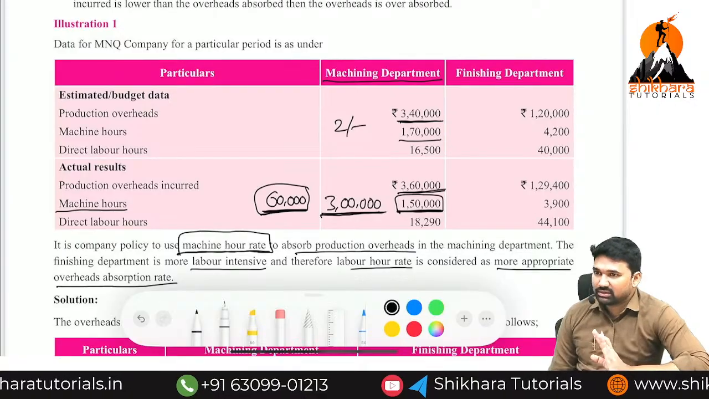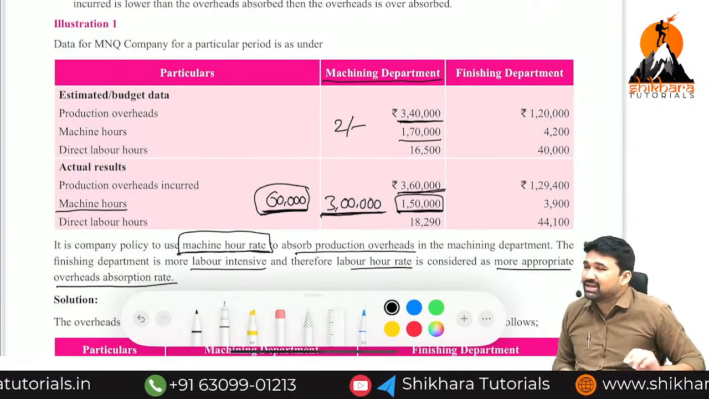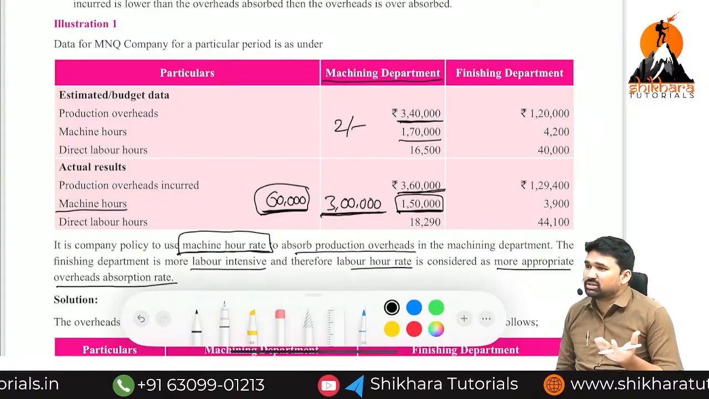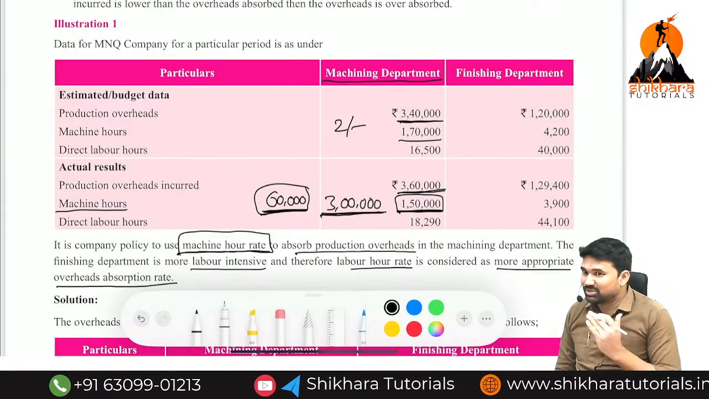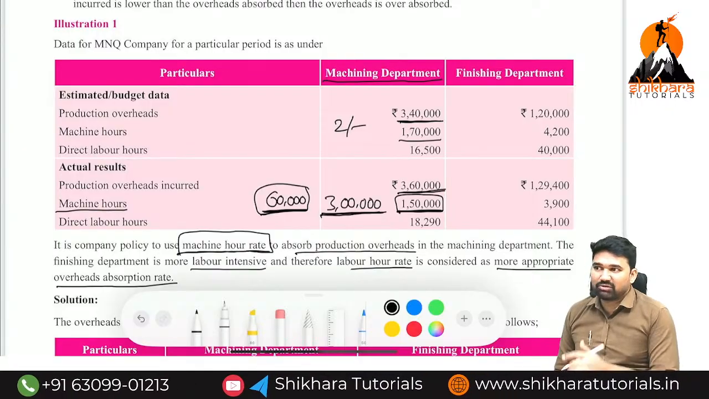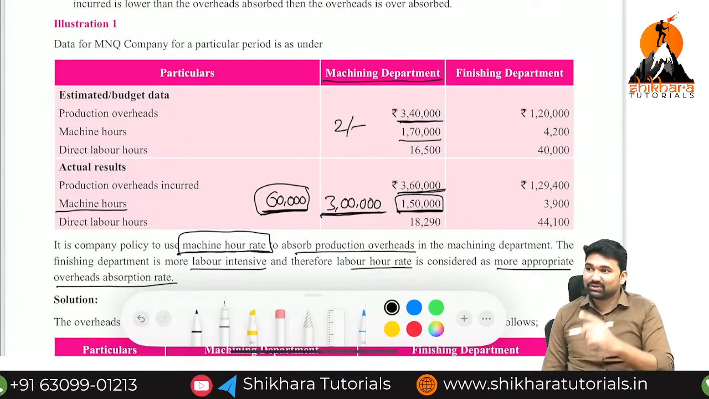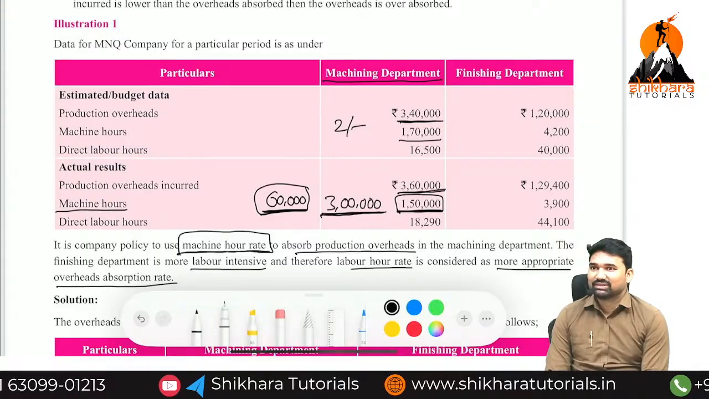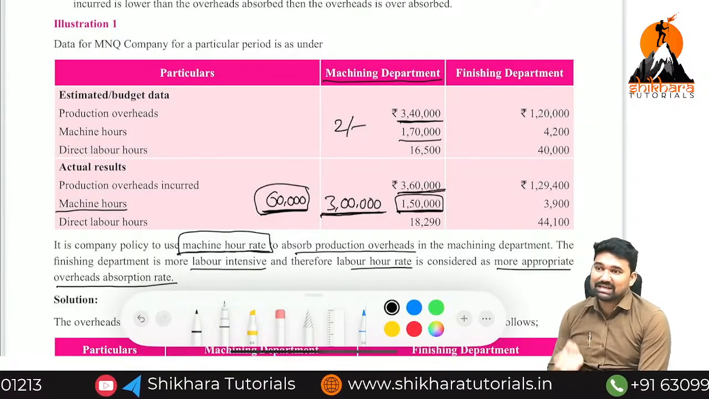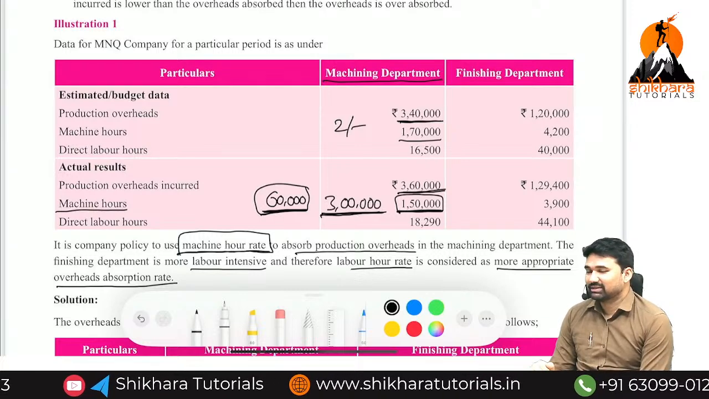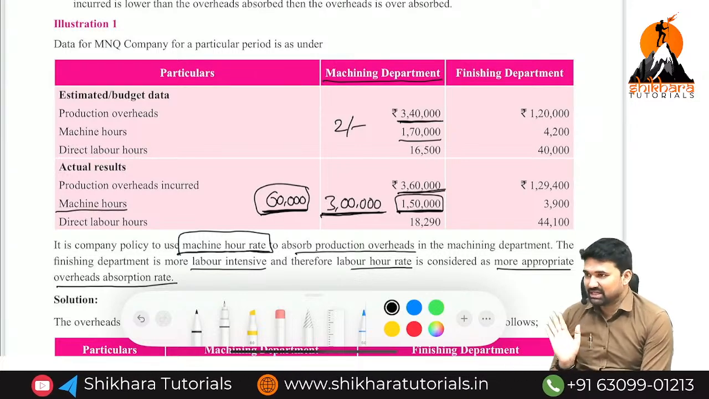Okay, that is the case. So here, under absorption or over absorption? Under absorption. If we were able to recover 4 lakhs, what is the case? Excellent, over absorption. But we spent 3,60,000 and were able to recover only 3 lakhs. That is under absorption. Okay, this is the first case.